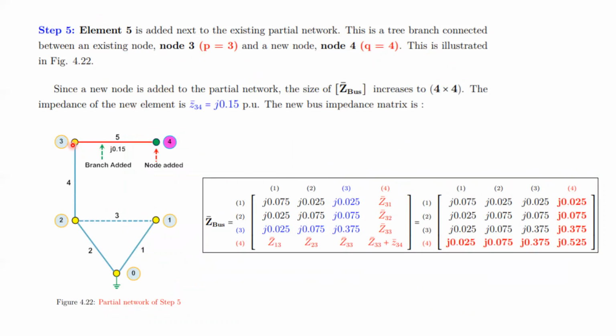Step 5. Element 5, that is branch number 5, is added between existing node 3 and new node 4. Just like we did in the previous step 4, we'll add a column, a row, and then this matrix will become a 4 cross 4 matrix. 4 cross 4 matrix means there are total 4 branches, 1, 2, 3, and 4. This is not counted as this is a link.